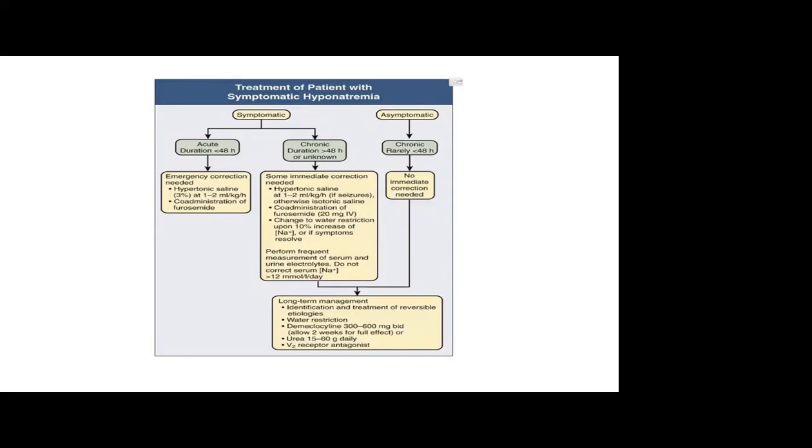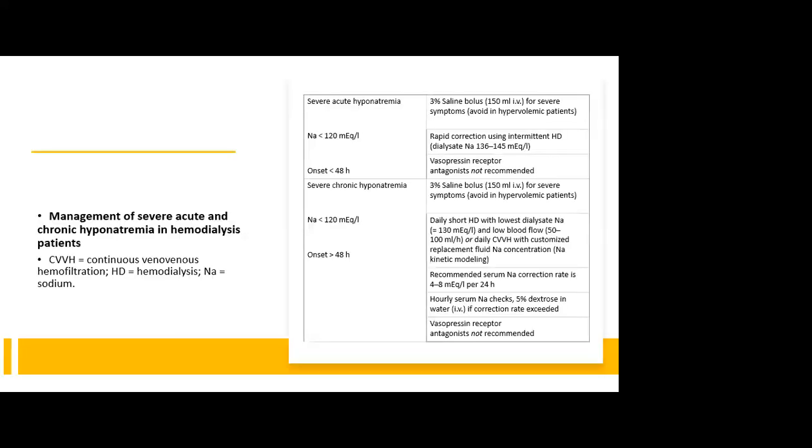And then long-term management, you need to identify the reversible causes. Is the patient on diuretics? What contributed to this? Is there a need for water restriction? Urea, 50 to 60 grams, can be considered. And also, do you want to use a V2 receptor antagonist? So those are the things that you can think about. But the emphasis, if I were to emphasize even further, is: do not overshoot, do not overcorrect hyponatremia unnecessarily.